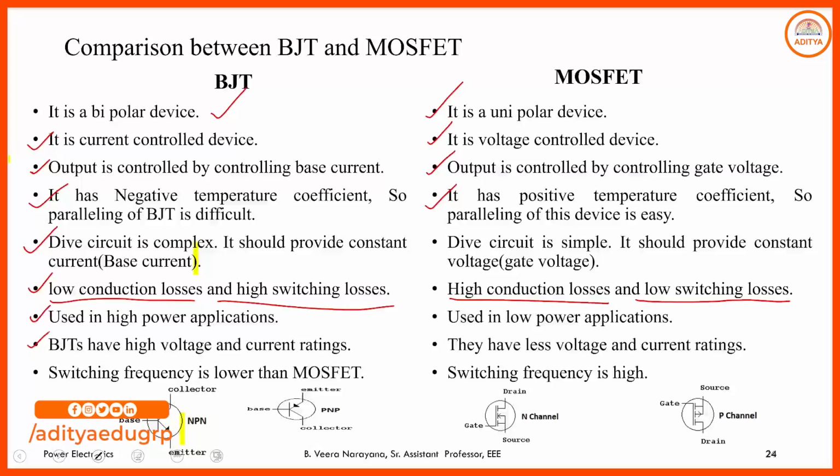And these BJTs have high voltage and low current ratings, whereas MOSFETs have low voltage and high current ratings. If you go through these BJTs, the switching frequency is very low compared to MOSFETs, and MOSFETs are used for high frequency applications. And these are the symbolic representations of the NPN transistor and PNP transistor. Here it is the N channel enhancement type MOSFET and it is the P channel enhancement type MOSFET. These are the differences between BJT and the MOSFET.